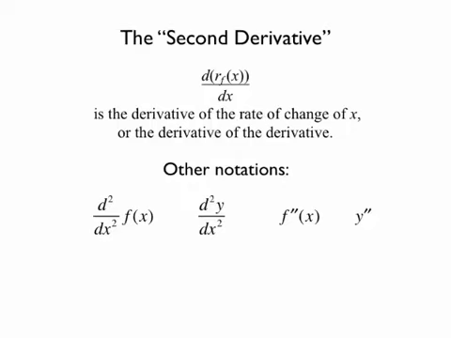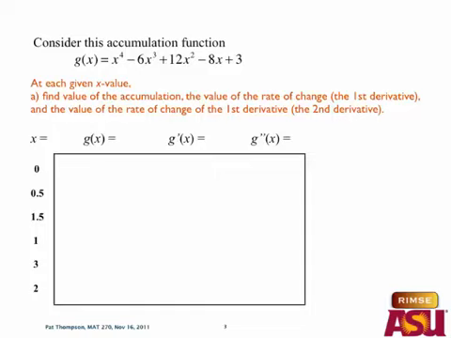Okay, so here we go. Here's an example. Here's an accumulation function, g: x to the fourth minus 6x cubed plus 12x squared minus 8x plus 3. And we're going to fill in this chart.